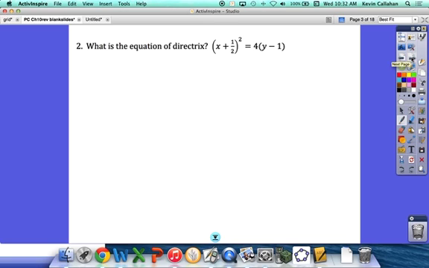What is the equation of the directrix? Okay, what do we mean by the directrix? And what kind of shape must this be if it has a directrix? It's a parabola, right? And what is the vertex of the parabola? Yeah, the hk is -1/2, +1. Right? Does it open up, down, left, or right?